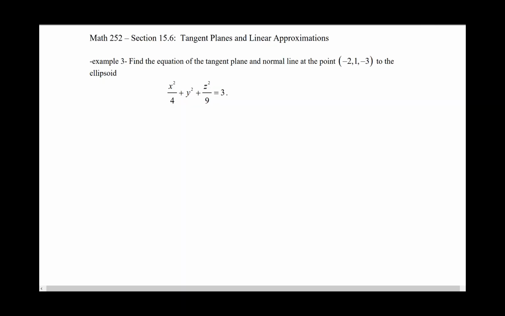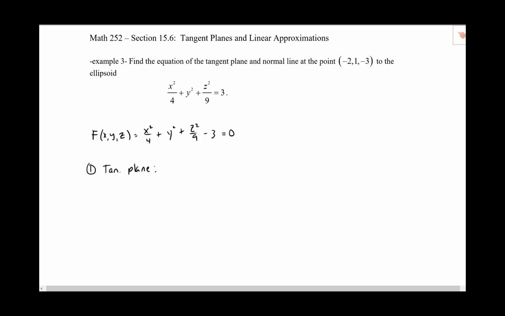Example 3. Find the equation of the tangent plane and normal line at the point negative 2, 1, negative 3 to the ellipsoid given by the equation x squared over 4 plus y squared plus z squared over 9 equals 3. All right, our first thing is to rewrite this equation with that capital F of x, y, z equal to 0. Once we've done that, we can do the work required to answer the question. The first part of the question asks us to find the equation of the tangent plane to this ellipsoid.